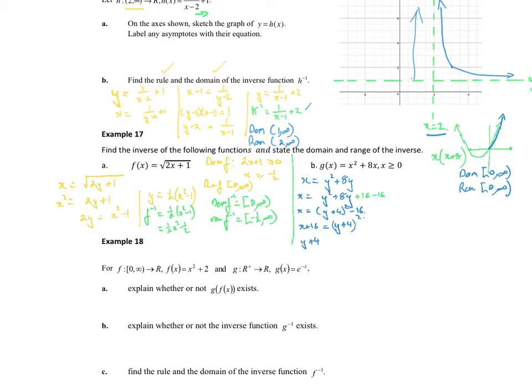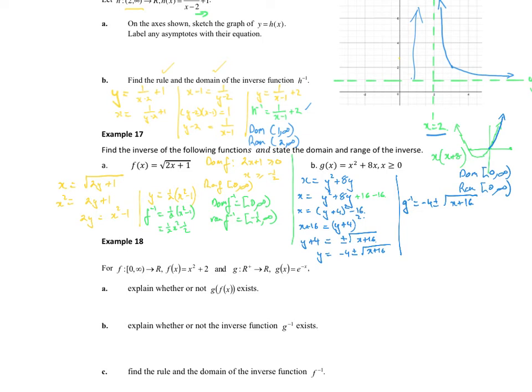So y plus 4 is equal to plus or minus the square root of x plus 16. So y equals negative 4 plus or minus the square root of x plus 16. Bit tight for room. Let's make sure we put the inverse down. G inverse is equal to negative 4 plus or minus the square root of x plus 16. Now, there will always be enough information to let you know whether you're looking for negative 4 plus something or negative 4 minus something.